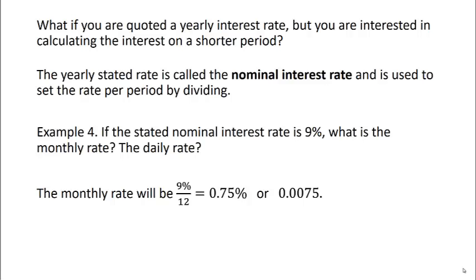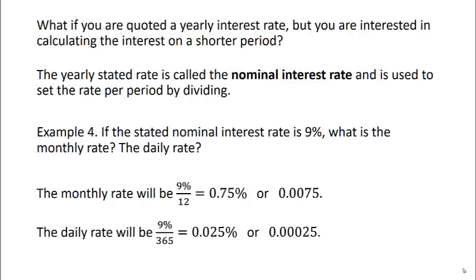This would give us 0.75% or 0.0075 as a decimal. The daily rate would be our nominal interest rate of 9% divided by 365, so 0.025%, or 0.00025.